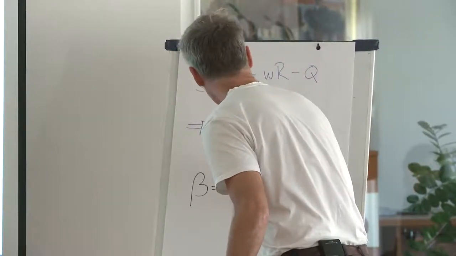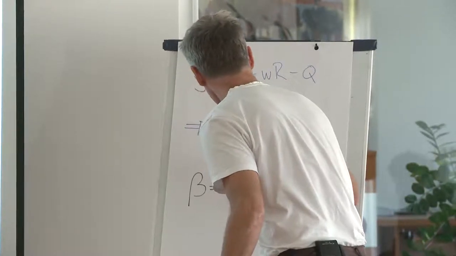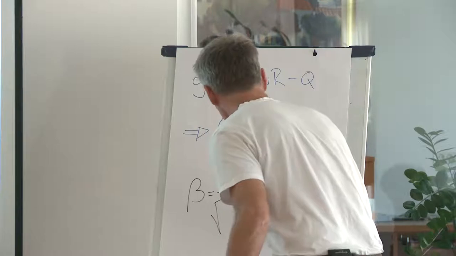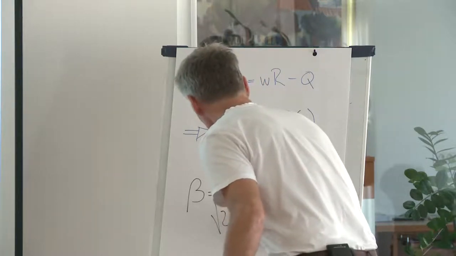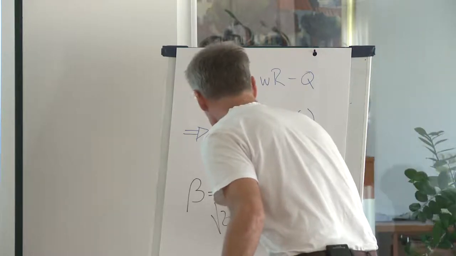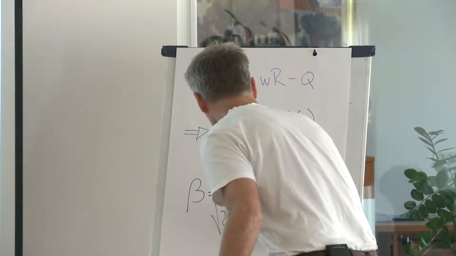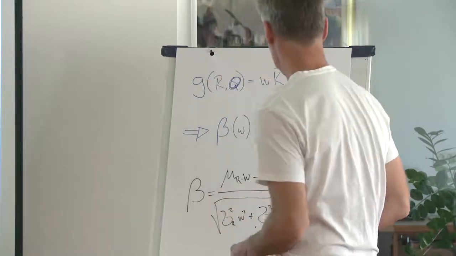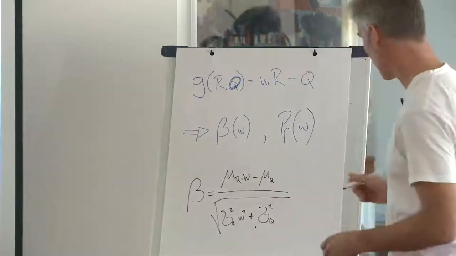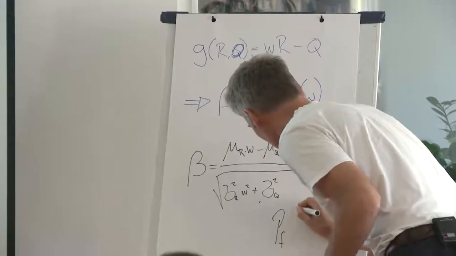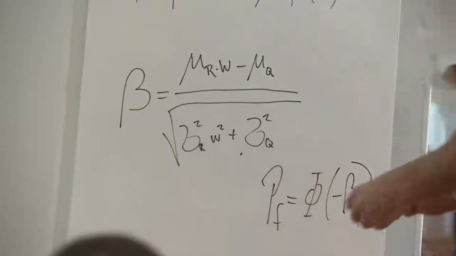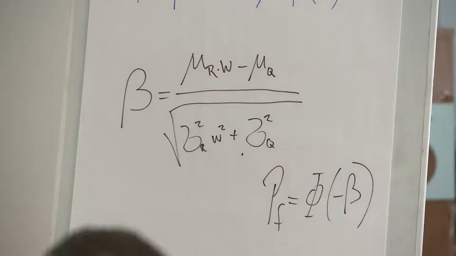as the difference between the mean value of R times W minus the mean value of Q, divided by the square root of the standard deviation of R squared times W squared plus the standard deviation of Q squared. So this is the beta, and then the probability of failure is equal to the standard normal operator of minus beta. And that's the smarter solution for the failure probability.